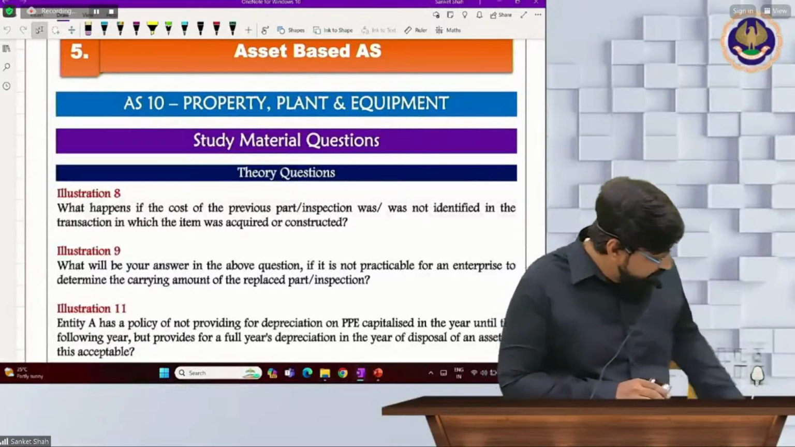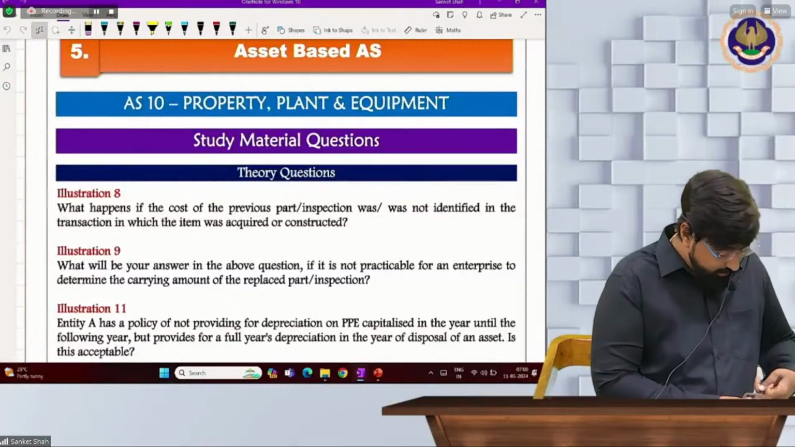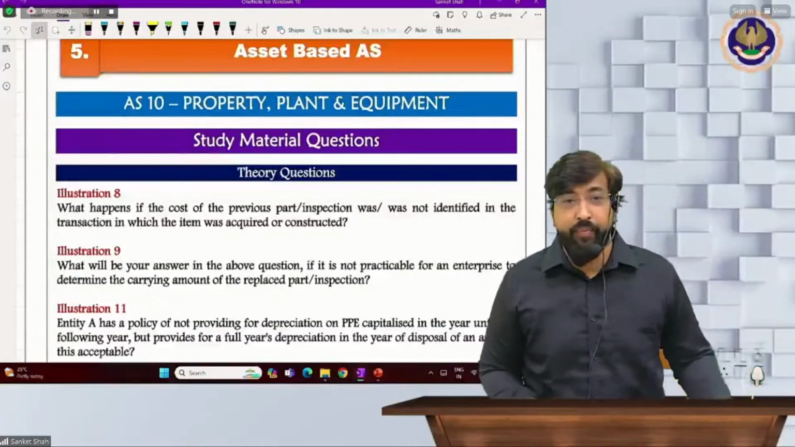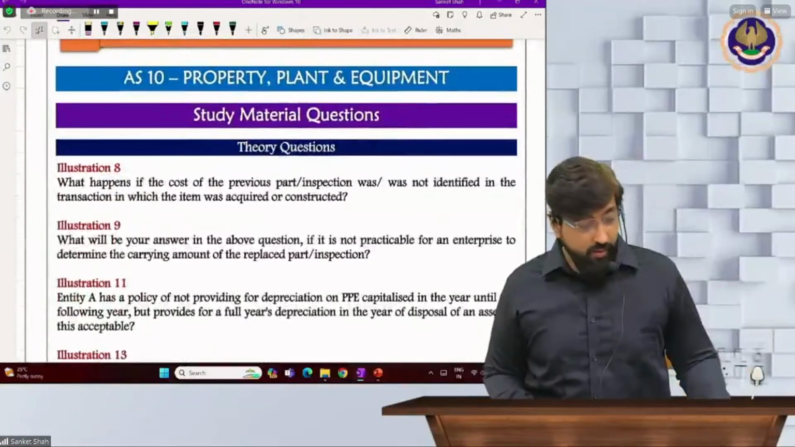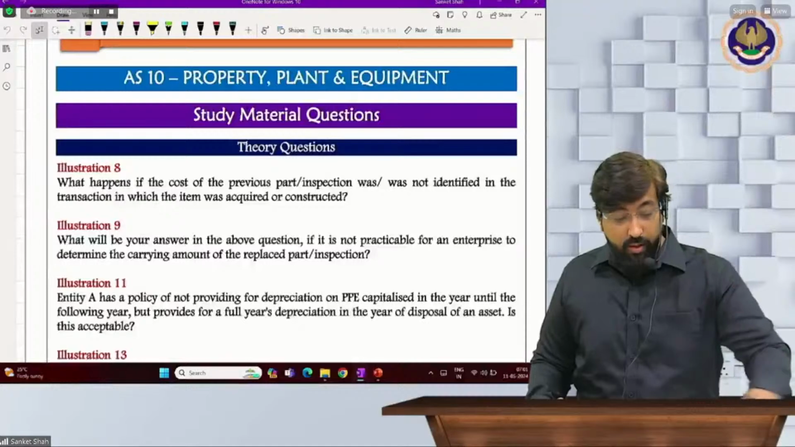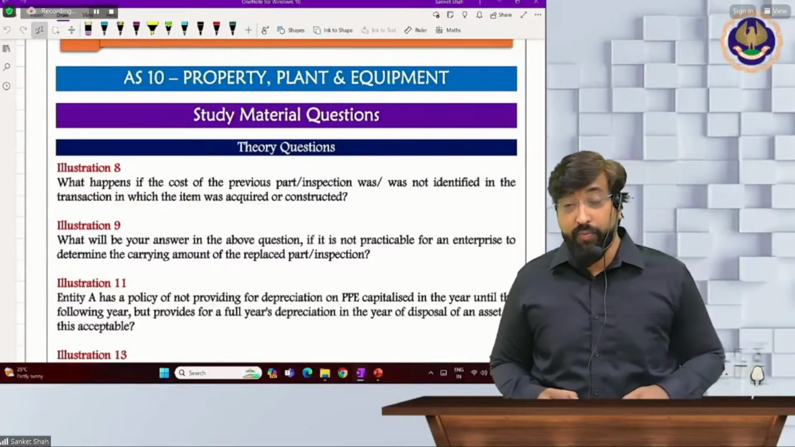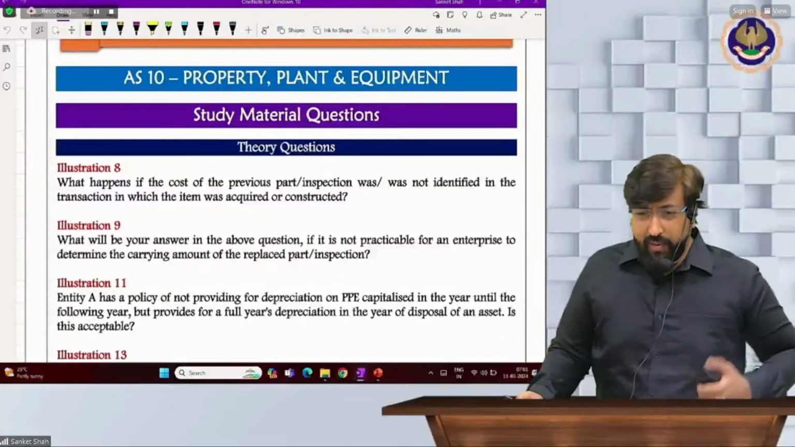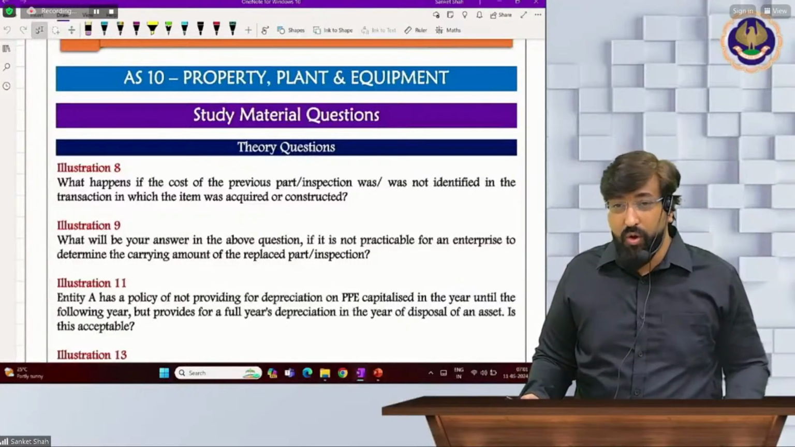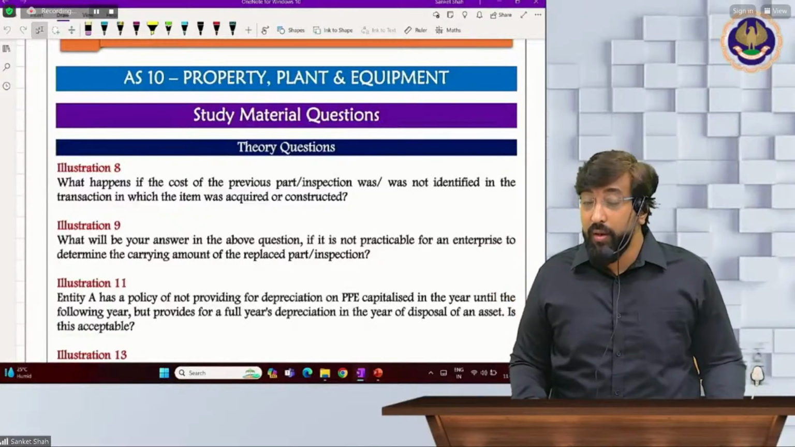Today we are going to start with Accounting Standard 10, Property, Plant and Equipment. Students, you are already aware about AS 10. Which costs do you add in property, plant and equipment? The purchase price, then you have to deduct GST if set-off or credit is available. Then we add site preparation cost or professional fees. Means asset-related cost, we are adding it in property, plant and equipment.